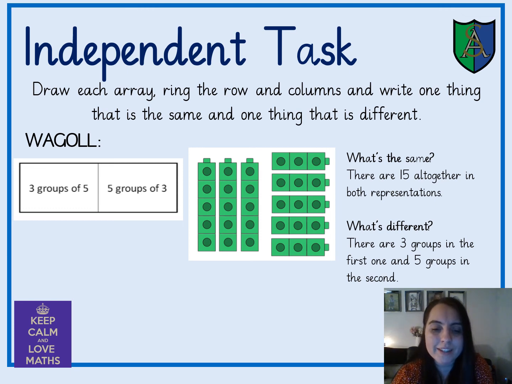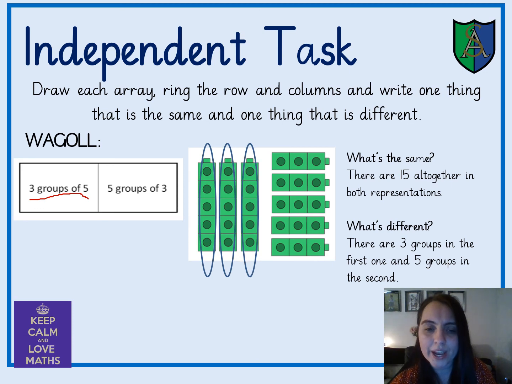So you can see that here I've been asked to make 3 groups of 5, okay? So I've gone ahead and I've drawn that out using cubes. You can use dots if you want to. I've used cubes in this example. So watch my 3 groups of 5. I'm going to ring around them now. 1, 2, 3. There are 3 columns with 5 cubes in each column. Okay, so there are 3 groups of 5.